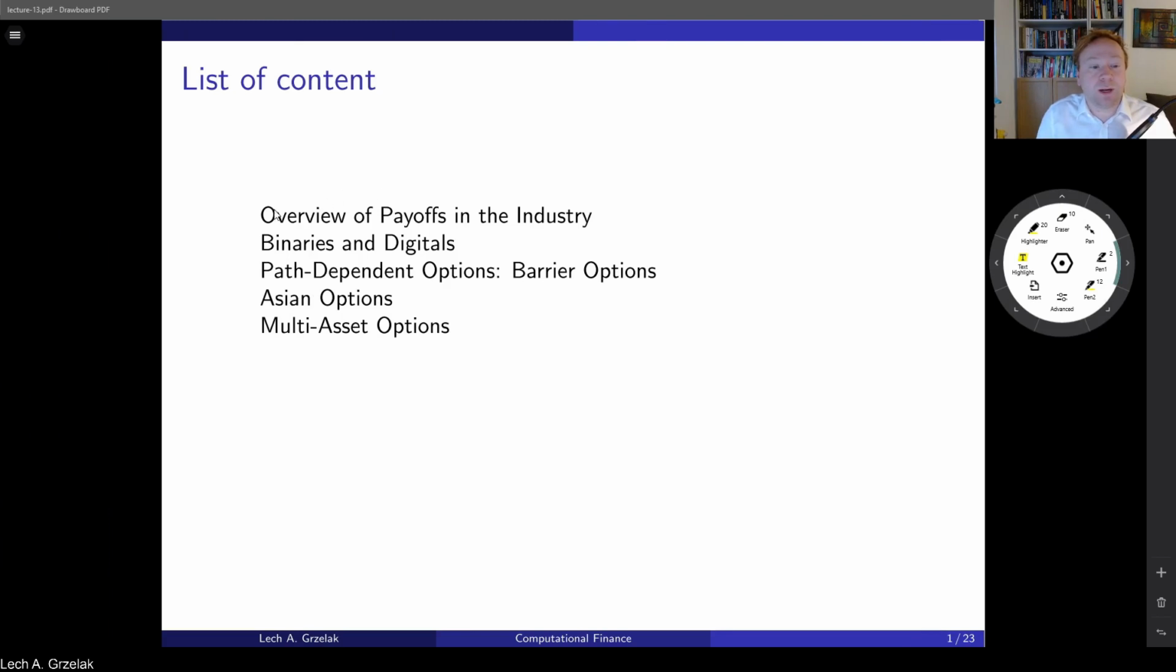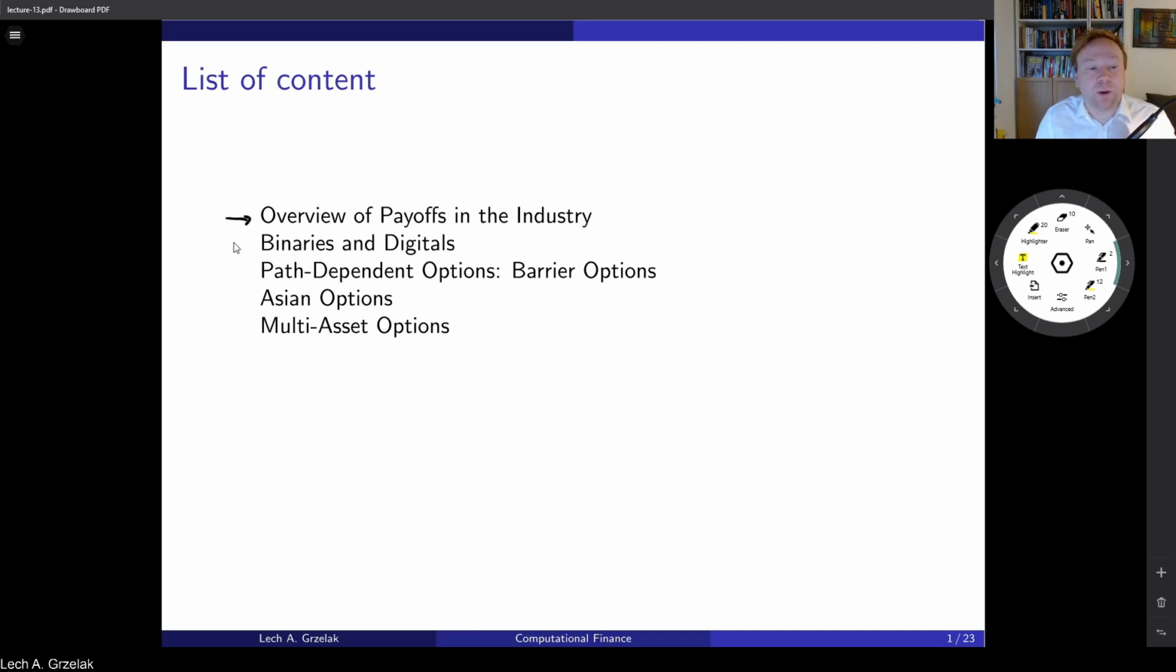So we start again with a small overview of payoffs in the industry. Again, we will go through a little bit of the steps that we have to undertake once we talk about pricing. So it's about specification of a payoff, choosing a particular model, and hedging, of course, and the calibration. So it will be a little bit of a refresher, especially in the context of different types of payoffs that we may encounter in the industry.